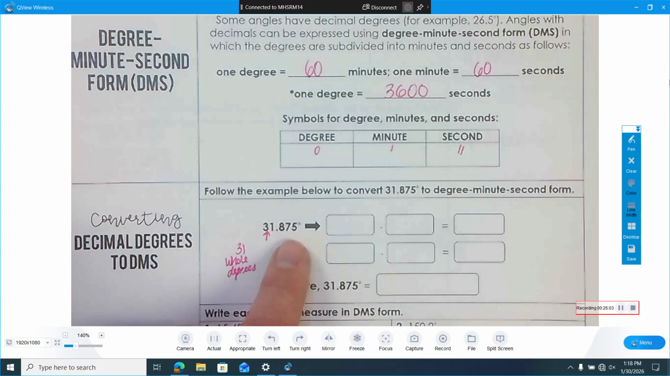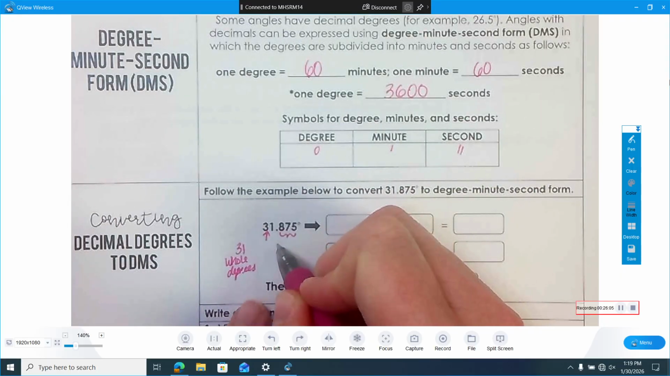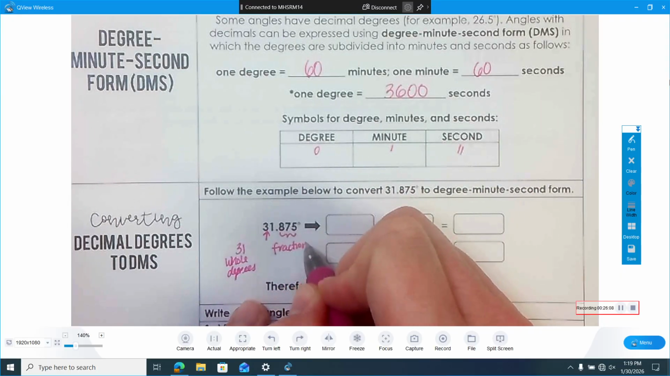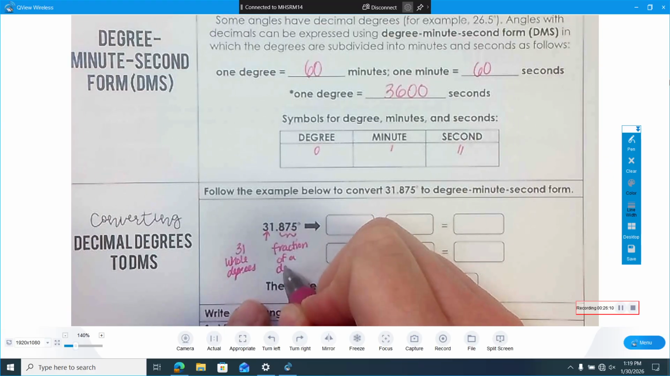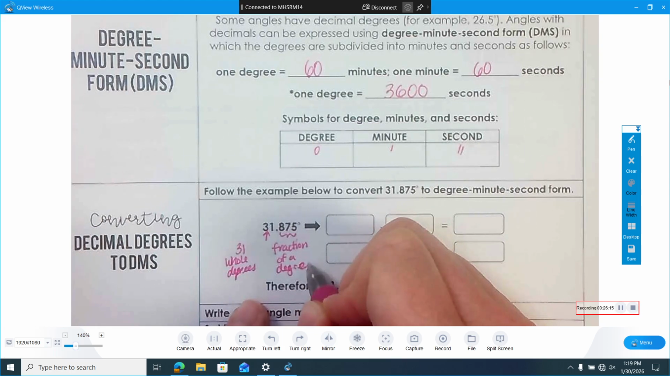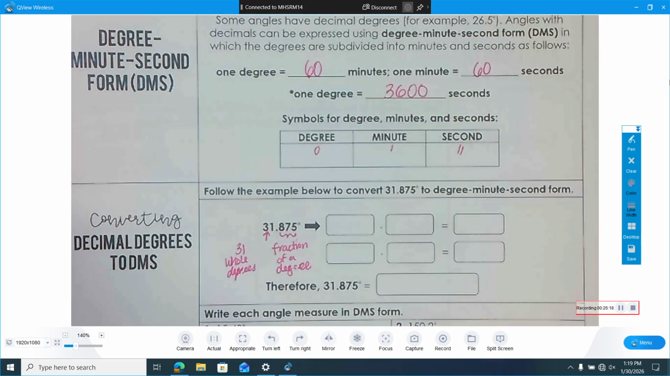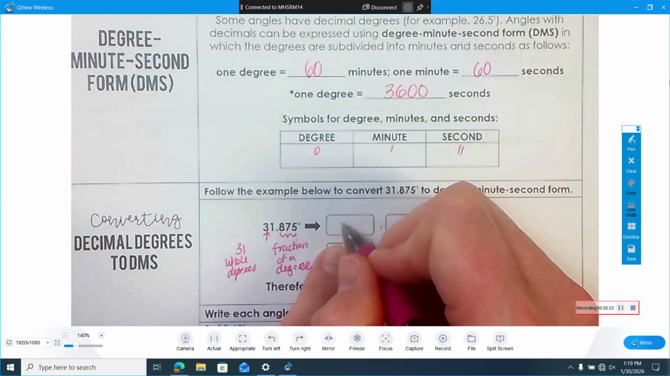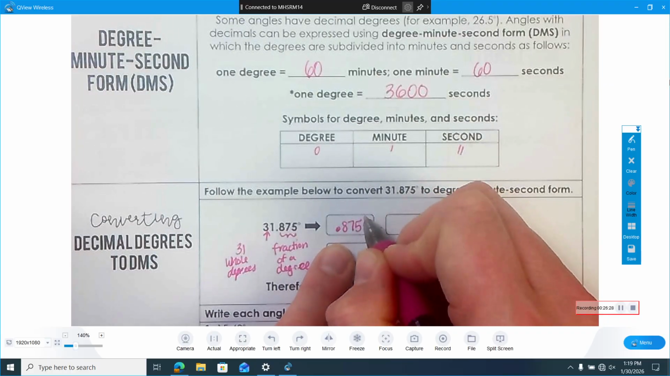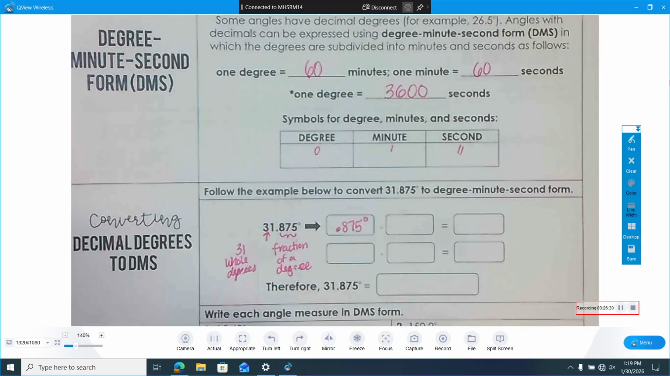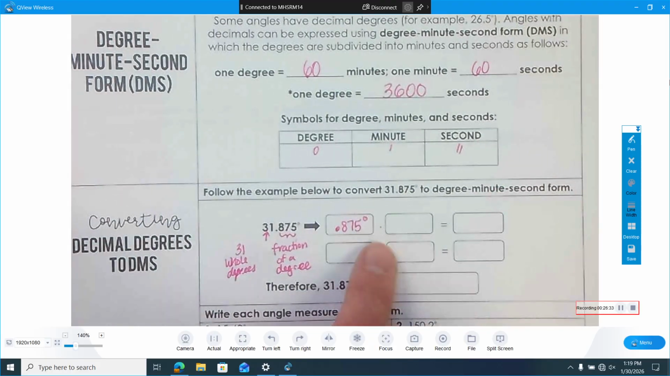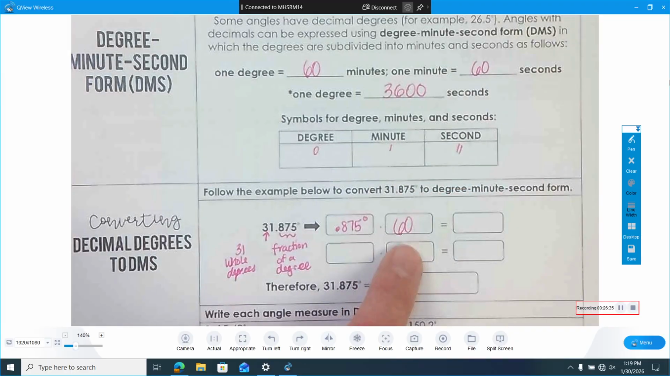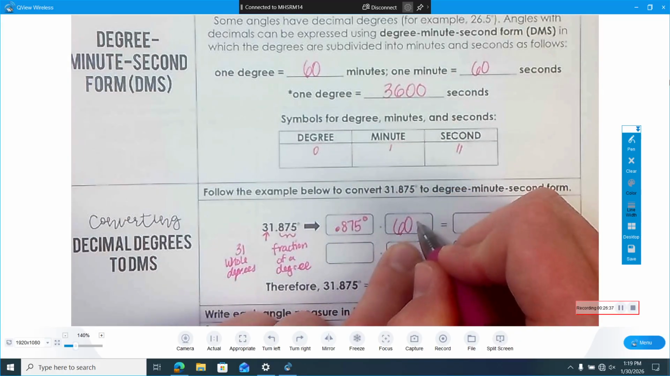No. Okay. So what we have here, this is a fraction of a degree. It is a fraction, a portion of the amount of degrees. So if I were doing this, I have 0.875, a little less than 1 whole degree. Now, I need to convert that into how many minutes that is. So I'm going to multiply it by 60 minutes.